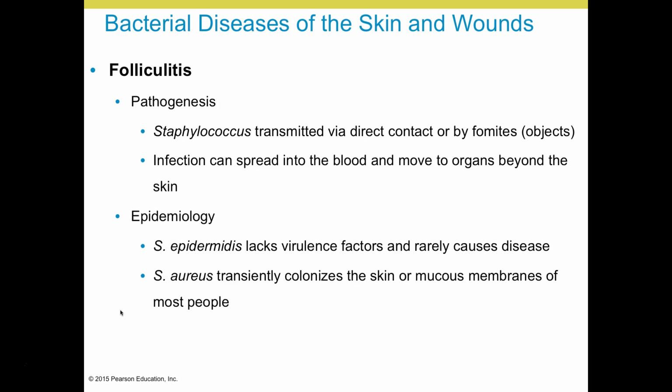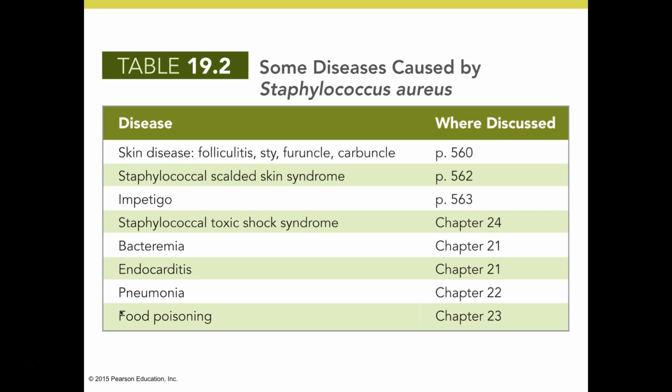Moving on with folliculitis. Well, again, the staph is transmitted via direct contact or by fomites. Okay, a fomite is an object. The infection can get into your blood, and it can move to organs if it becomes systemic. We can do the epidemiology by looking at what type of staph it is. Staph epidermidis lacks virulence, while Staph aureus really causes disease. Some of the diseases caused by Staph aureus.